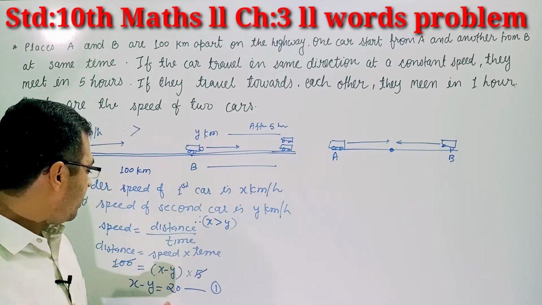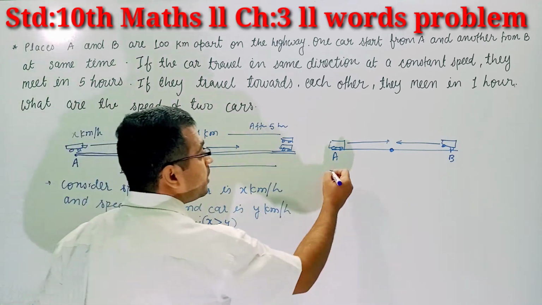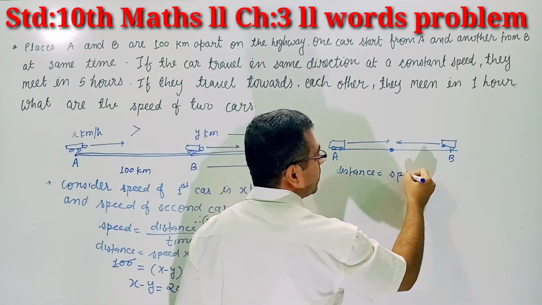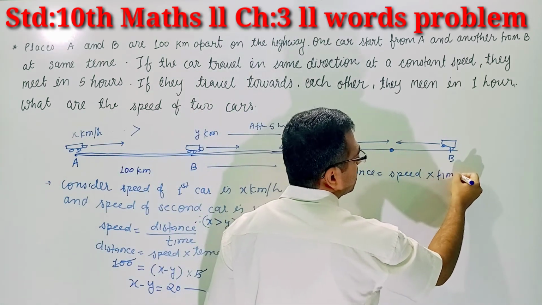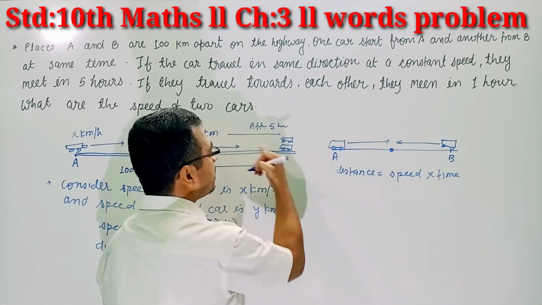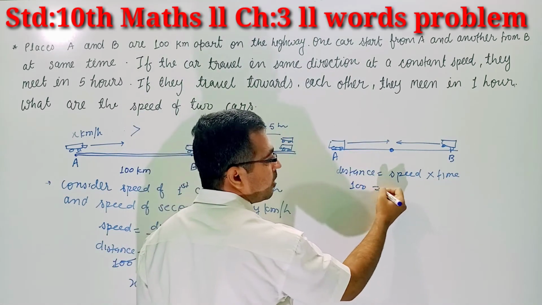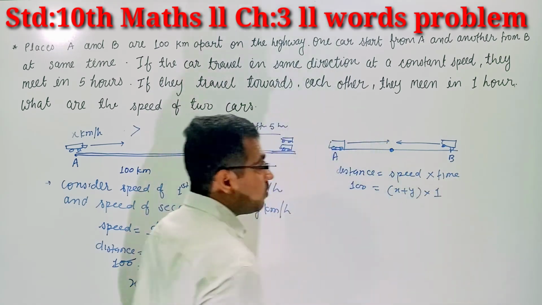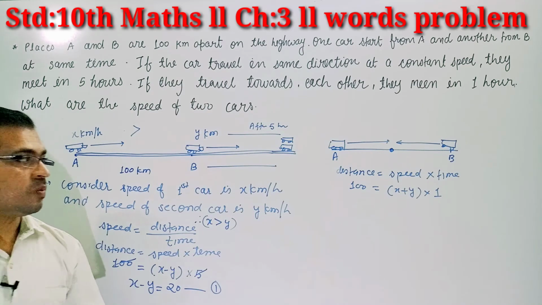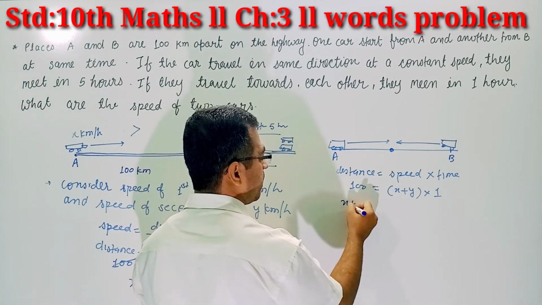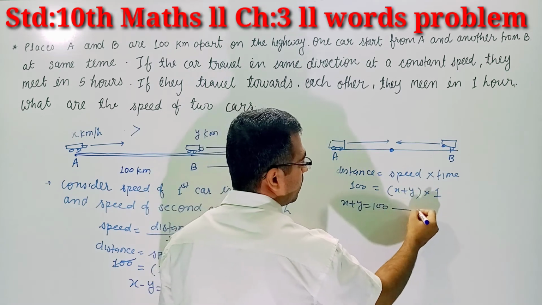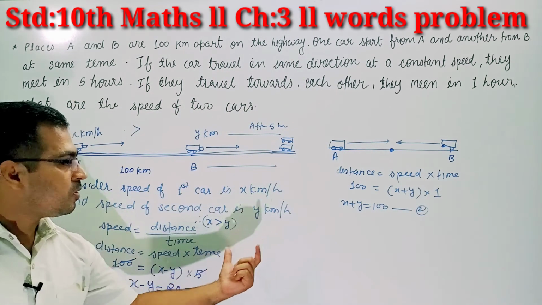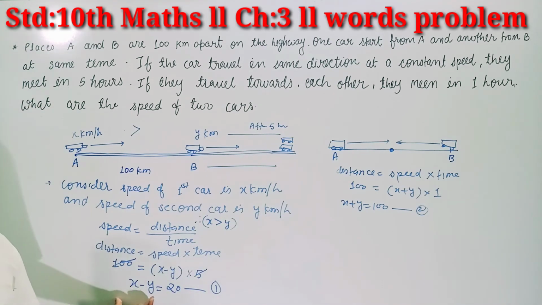So students, similarly as per the definition, distance is equal to speed into time. The distance was 100 kilometer, the speed will be increased to x plus y, and the time is 1 hour. For the second case, time is 1 hour. So here x plus y is equal to 100. This is equation 2.